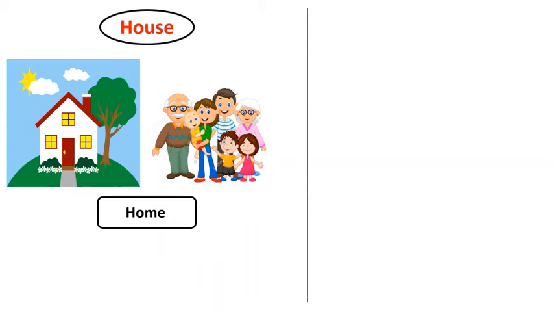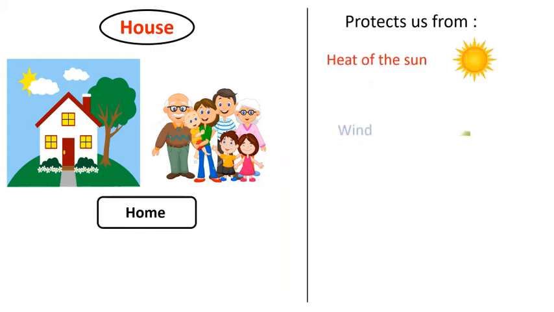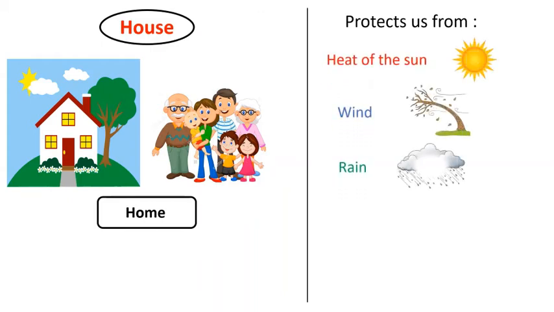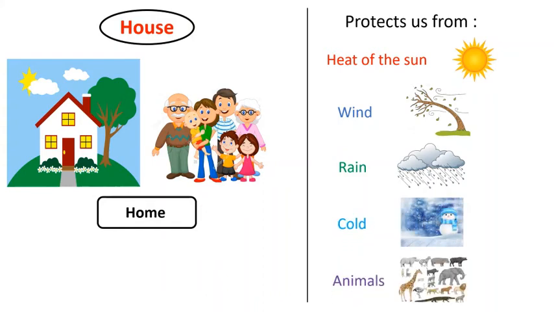But why do we need a house, children? Why, children? Yes, you're right. A house keeps us safe and it protects us from the heat of the sun, wind, rain, cold, animals, and also from the other dangers. Right? Yes, a house is the safest place where we can live happily and we can take care of ourselves. Right, children? Yes.